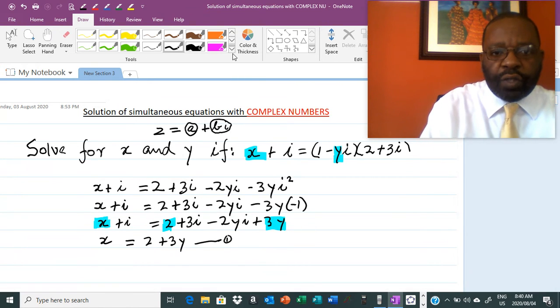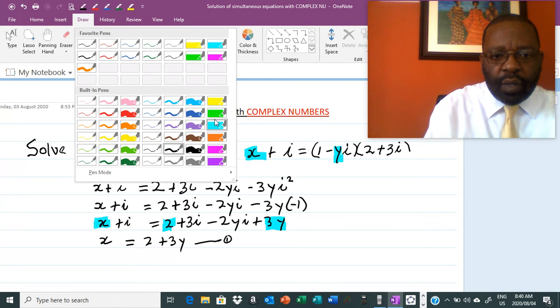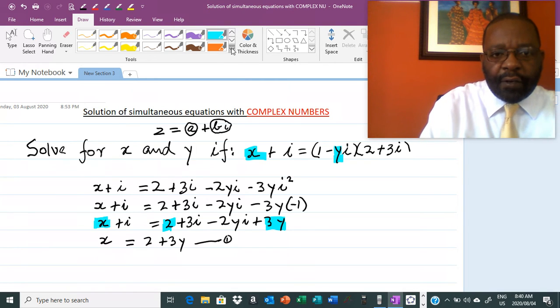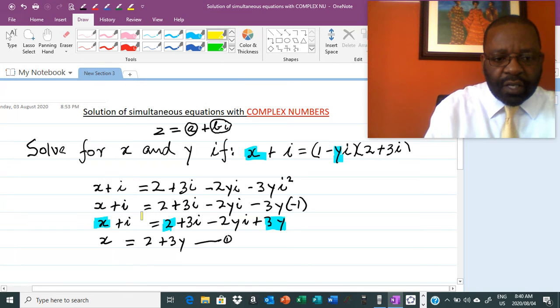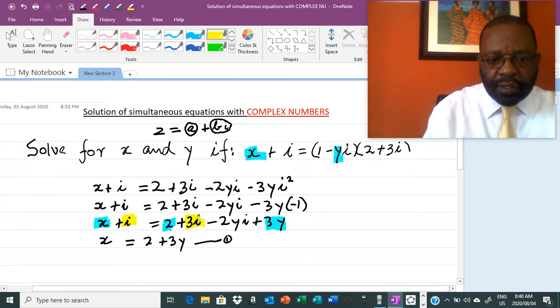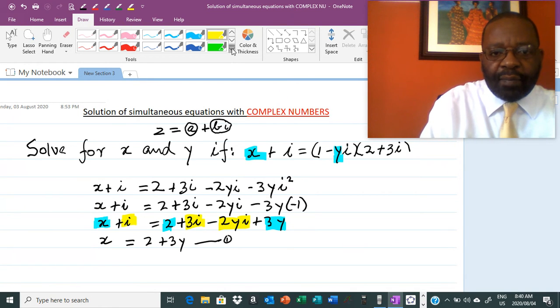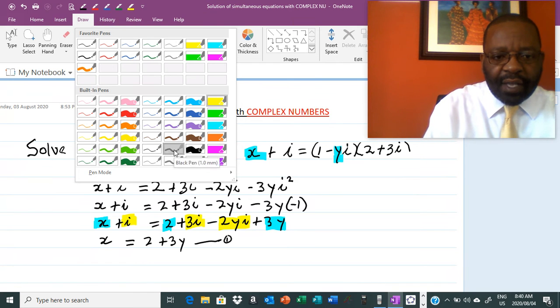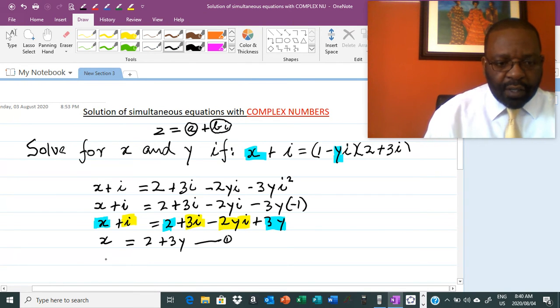And then we move to the imaginary part now. We need to set up an equation using the imaginary part. Our imaginary part is i, and that's 3i, and the negative 2yi. You can see that all these terms have got i in them. So that's why we regard them as our imaginary part. So our second equation will be i equals 3i minus 2yi.